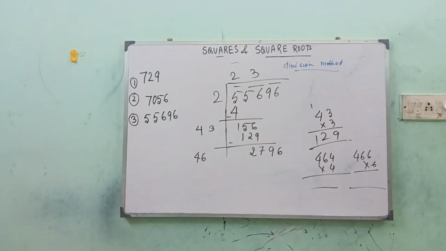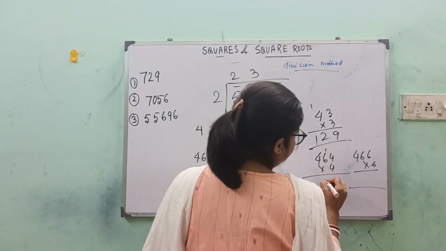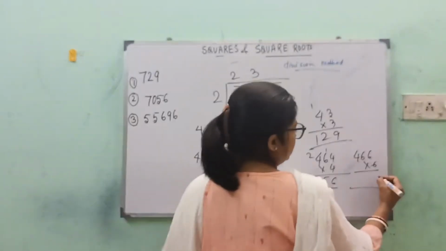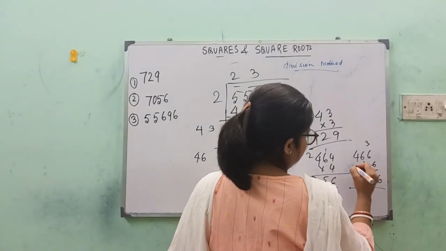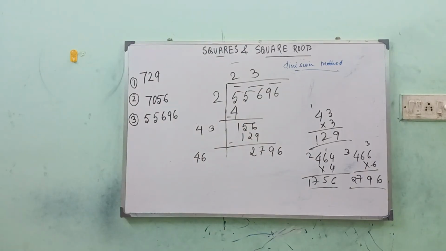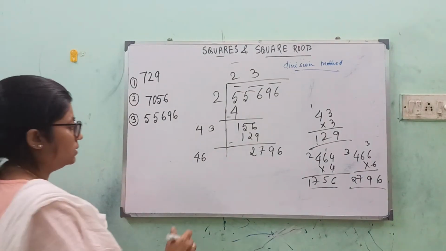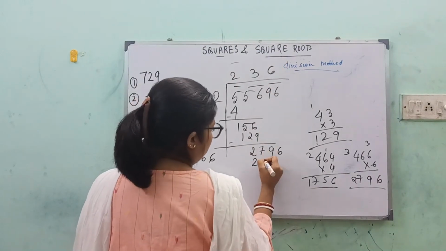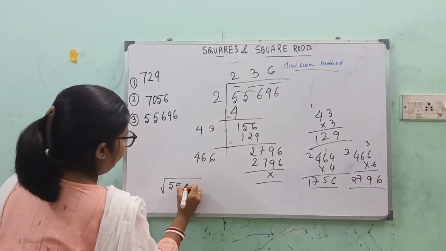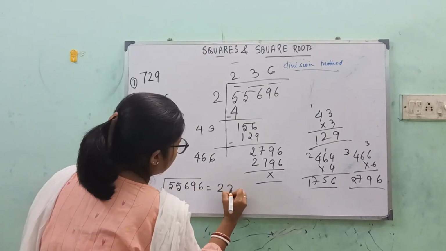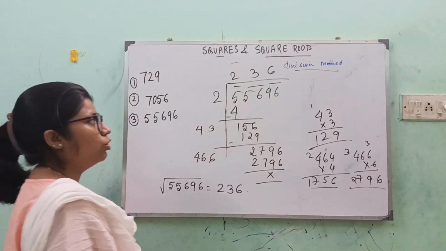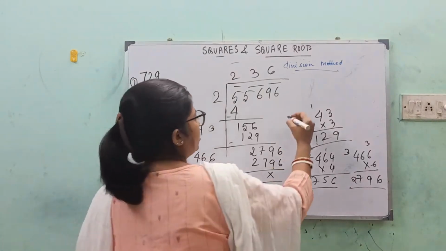So once you try with 4, let's see. 4 4s are 16. Carry 1. 2. 1756. No. It's very much small. So 6. 3. See. 466 into 6 is giving you 2796. So 6 over here. 6 over here. 2796. So the square root of 55696 is equal to 236.